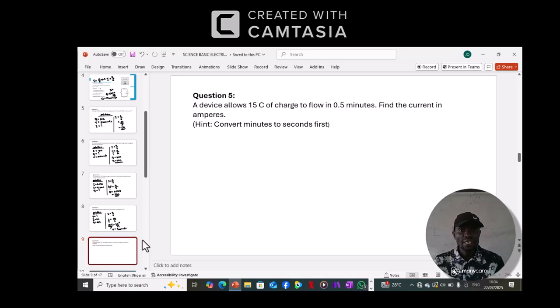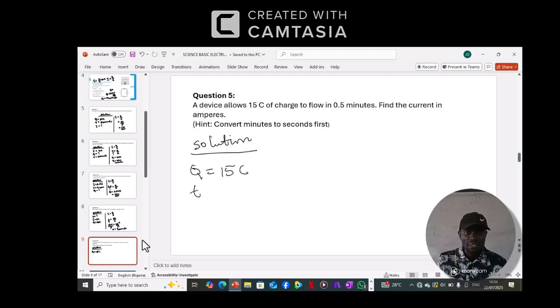A device allows 15 coulombs of charge to flow in 0.5 minutes. Find the current in amperes. You are given a hint there: convert minutes to seconds. When you are given time in minutes, it must be converted to seconds. So let's start the solution. What are you given? Electric charge Q is 15 coulombs. Then time T is 0.5 minutes.